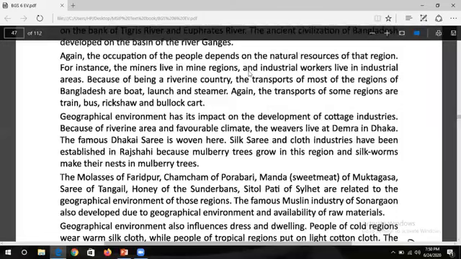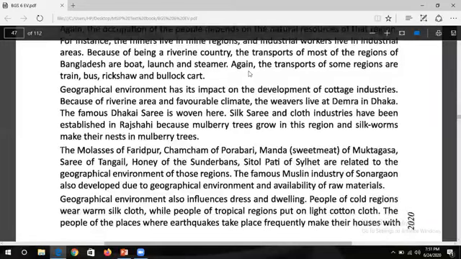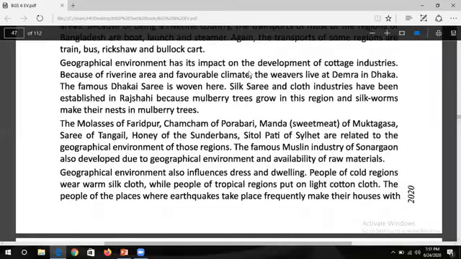Most of the women like this sari. Silk, sari, and cloth industries have been established in Rajshahi because mulberry trees grow in this region. Resham, mulberry means in Bengali resham gach. In this region, silkworms make their nests in mulberry trees.